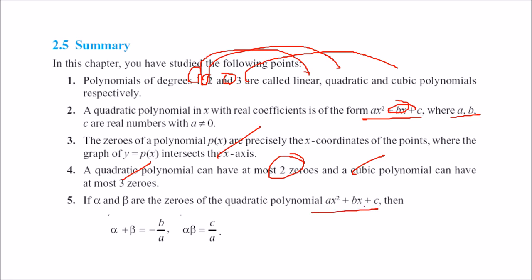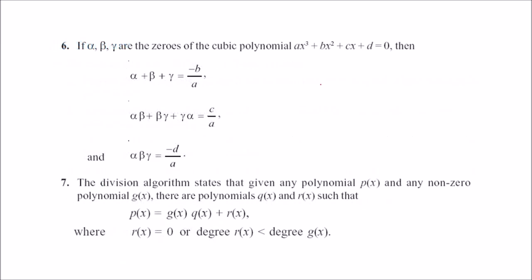If this is your polynomial, alpha and beta are the zeros or roots, then alpha plus beta is minus b by a, alpha into beta is c by a. If you take the cubic equation and alpha, beta, gamma are zeros of this cubic equation, alpha plus beta plus gamma is minus b by a, alpha beta plus beta gamma plus alpha gamma is c by a, alpha into beta into gamma is minus d by a, right? So this is the polynomial chapter of your 10th class mathematics.